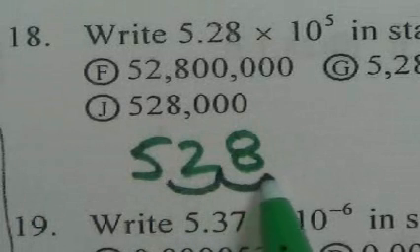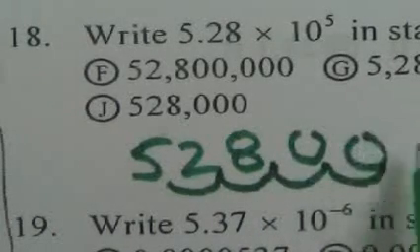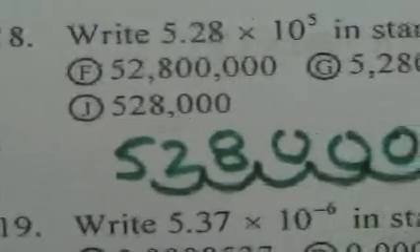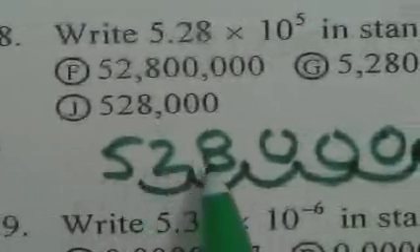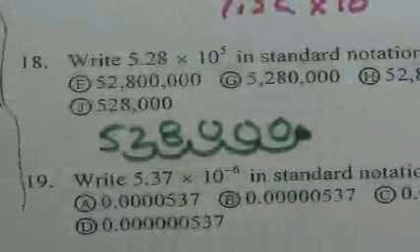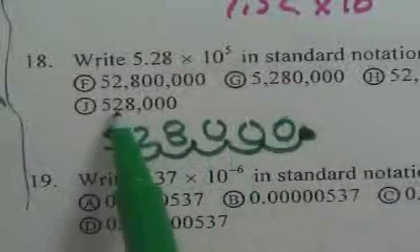1, 2, 3, I have to put a 0, 4, there's another 0, 5. And there's the decimal. So the number is 528,000. So what is our answer then? 528,000, that would be the letter J.